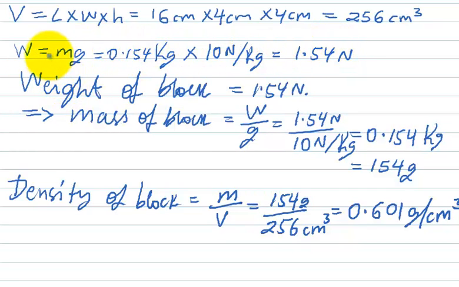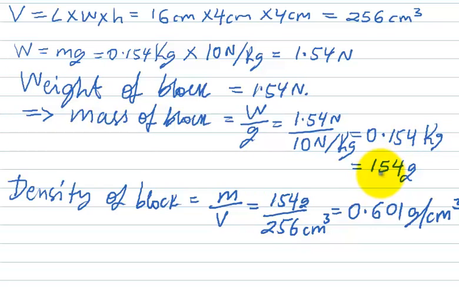So we convert the mass of the liquid displaced into newtons using W equals mg, which is 0.154 kilograms times 10 newtons per kilogram. We get 1.54 newtons. This is the weight of the liquid displaced. And from the law of flotation, the weight of the block is 1.54 newtons. At this point, we recall the relationship between mass and weight. Mass of the block is equal to weight of the block divided by the gravitational field strength at that place. And that is how we got the mass to be 0.154 kilograms, which is of course 154 grams.